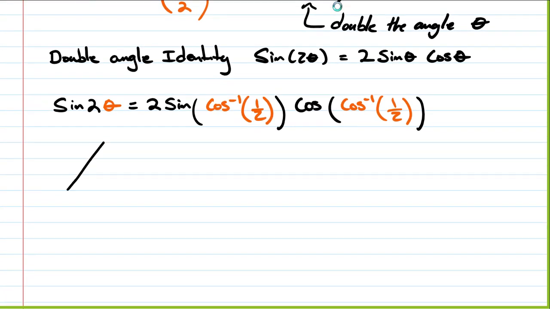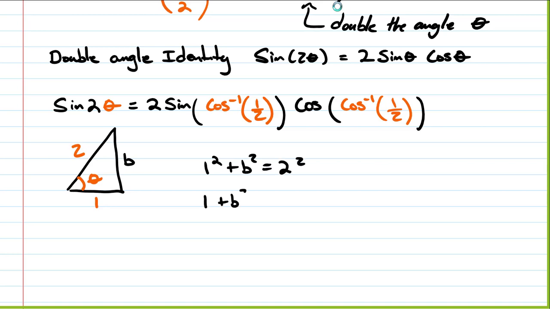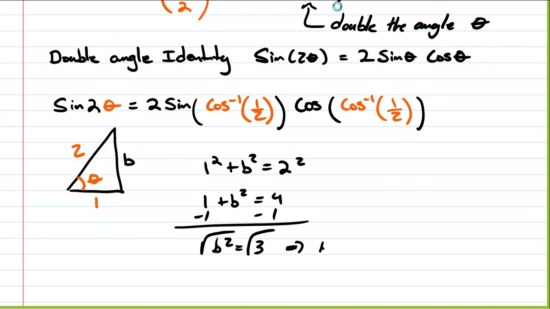So now we have our triangle. We label theta. Cosine is adjacent over hypotenuse. So then we're missing this side b. So 1 squared plus b squared is equal to 2 squared. Gives us 1 plus b squared equals 4. Minus 1, minus 1. b squared is equal to 3. So then b is equal to the square root of 3.